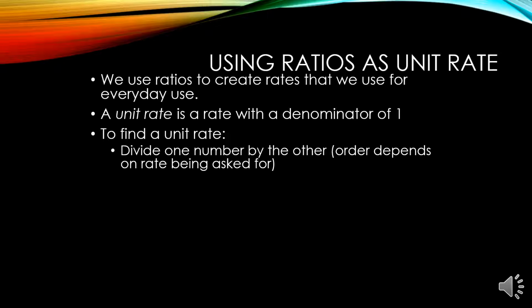To find a unit rate, you want to divide one number given by the other. The order of how you divide is going to depend on the rate that's being asked for. For example, if you're told to find the rate in miles per gallon, you would divide the number of miles by the number of gallons. In your project sense, we're going to be finding the cost per some measurement, like, for example, pounds. To find a cost per pound, you would put the money divided by the number of pounds.